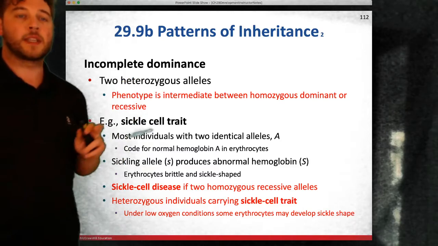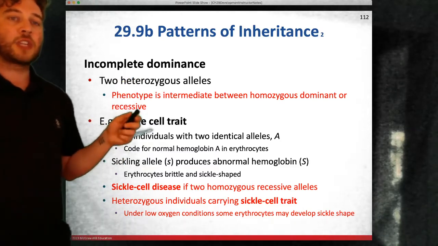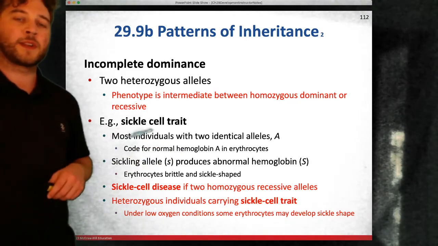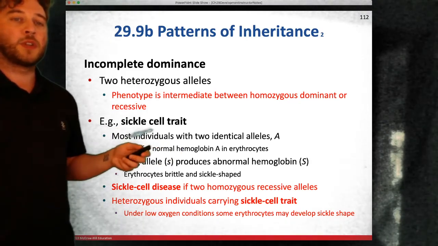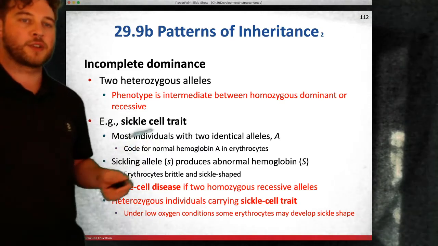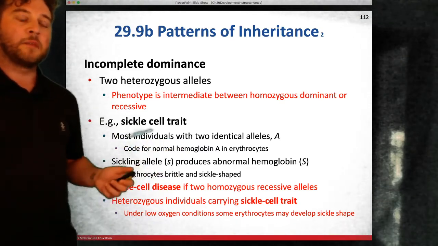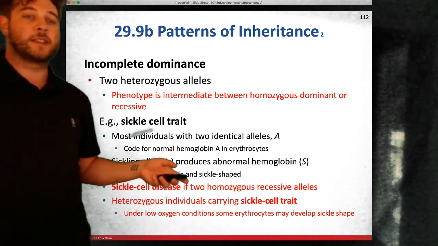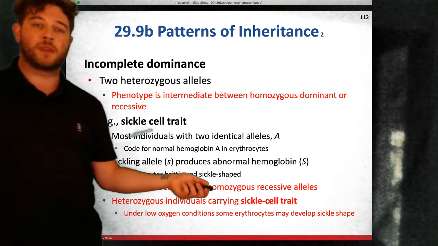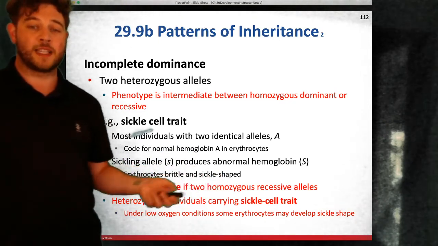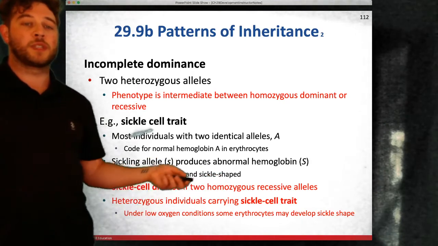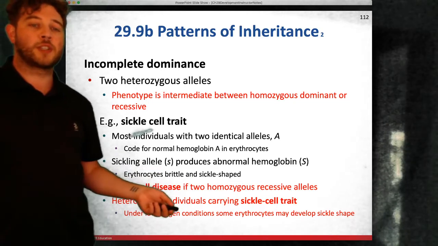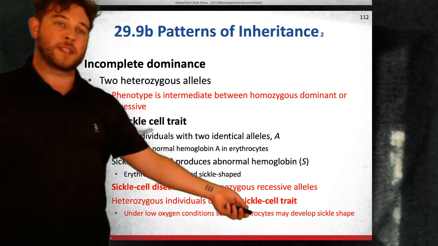For incomplete dominance, you have two heterozygous alleles. The phenotype is an intermediate between the dominant and recessive. So sickle cell is one of those. Most individuals have two identical dominant alleles coding for normal hemoglobin. The sickling allele produces abnormal hemoglobin. And so you have full sickle cell disease if you have two homozygous recessive alleles. Heterozygous individuals carry the sickle cell trait; under low oxygen conditions, some erythrocytes may develop the sickle shape.